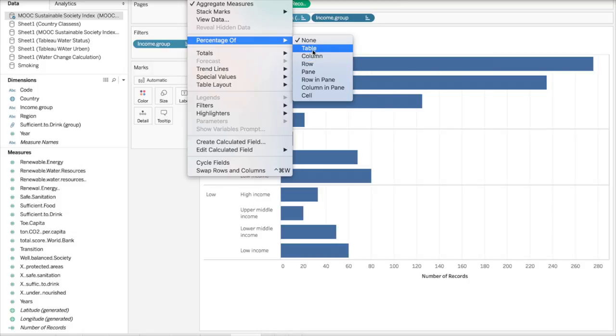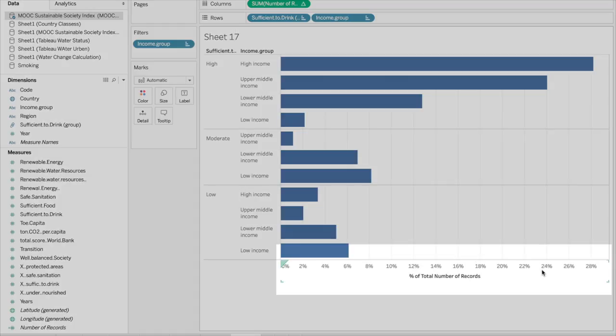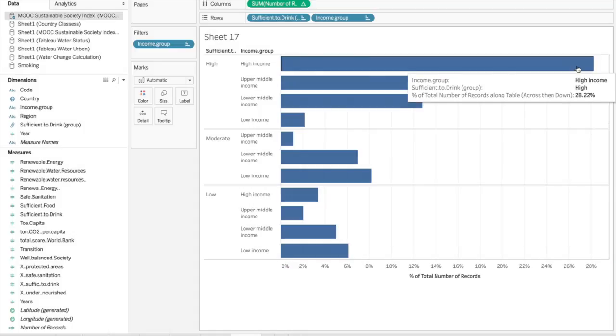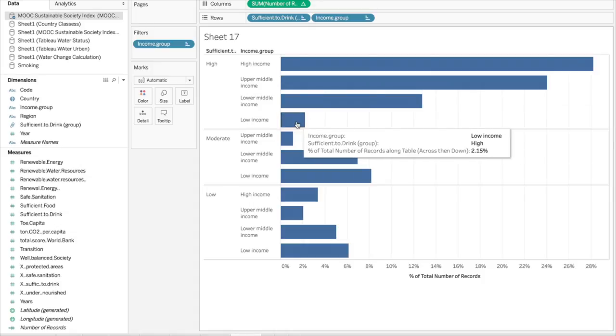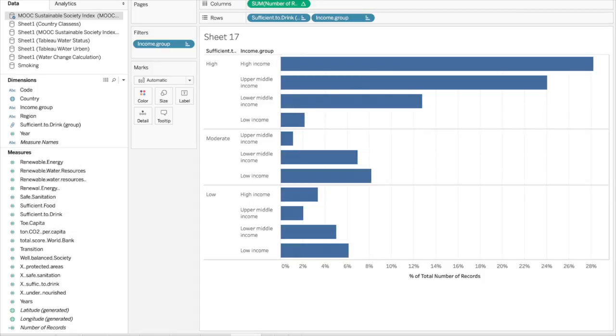And first let's look at the table. So now you can see this axis has changed from the number of records to the percentage of records. So we can see that if we hover here, 28% of our data are high income countries that have a high proportion of people with water to drink. And 2% are low income countries with a high amount of water to drink. So those are interesting. We would be interested to see what percentages those are.